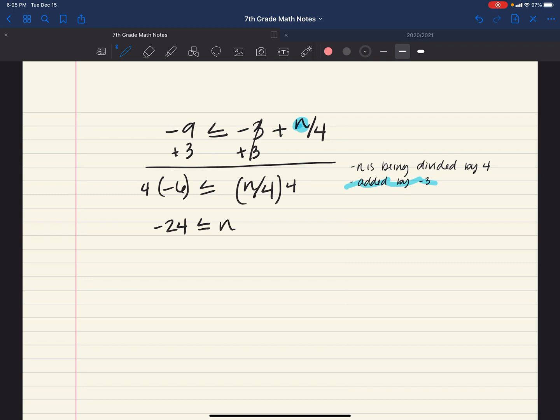And you're probably thinking, do you need to flip the sign? And the answer is no, and good on you for thinking that, because you always have to think that. The answer is no, because we're not multiplying or dividing by negative. We're multiplying by +4, so we do not need to flip our sign.